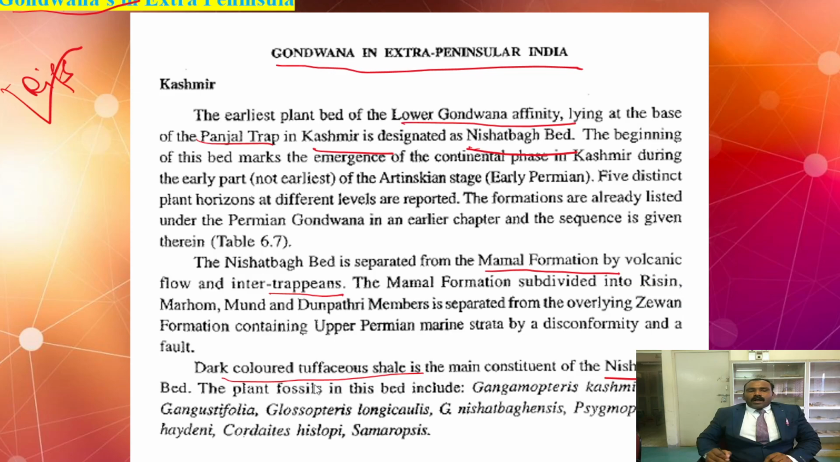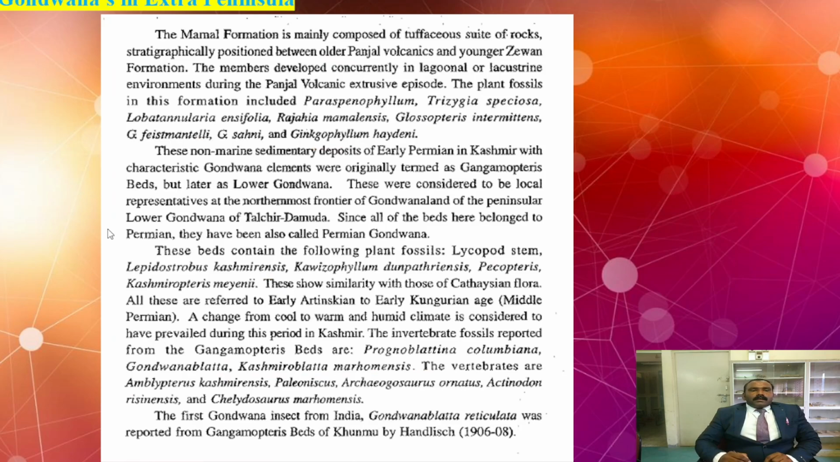That is a main constituent of the Nishat Bagh bed, and the Nishat Bagh bed is known for the mammal beds. Those formations are mainly composed of tuffaceous shales and so on. These beds contain different kinds of plant fossils, such as lycopods and so on. And the first Gondwanian insects from India are also reported from the extra peninsular region, from different parts of northwestern India.